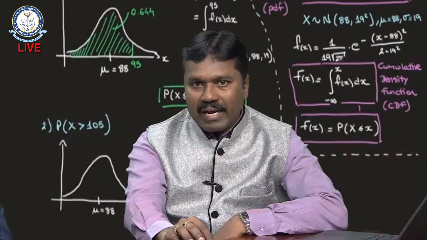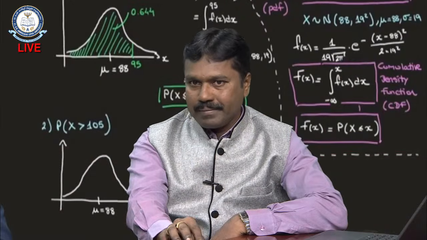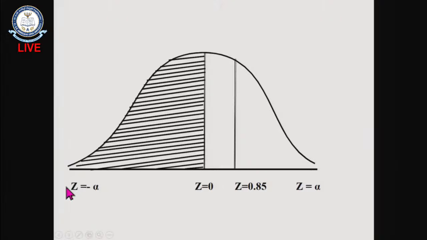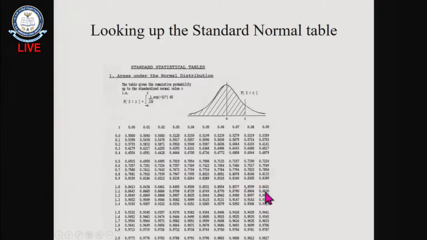Now it looks like a bell shaped curve. Z takes values from minus infinity to plus infinity, with z equal to 0 at the center. My z value is here, falling on this side. My z value is equal to 0.85.